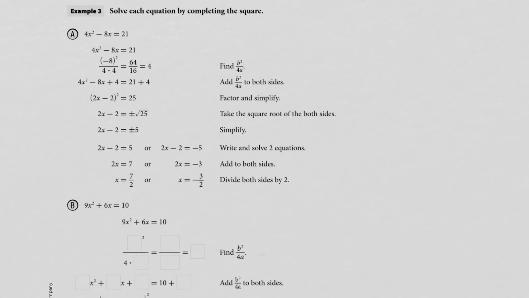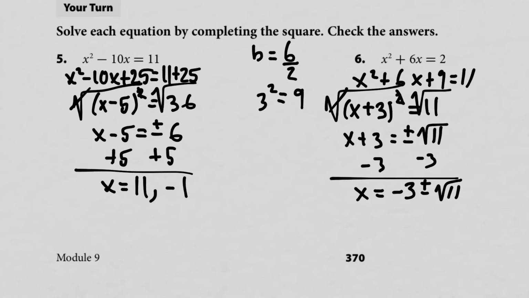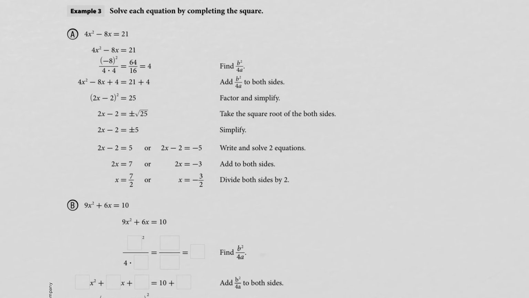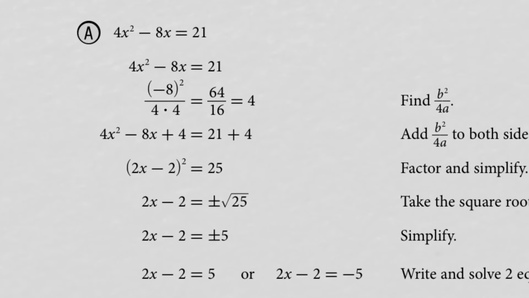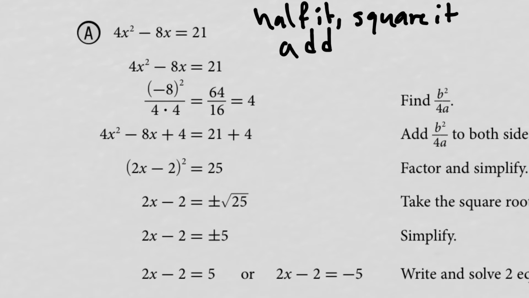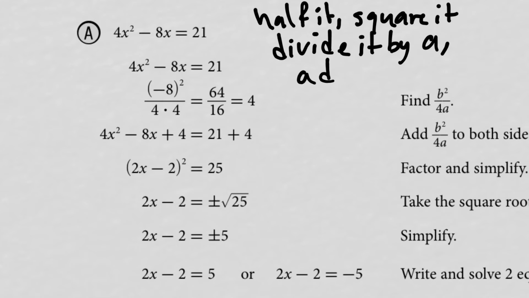Now what happens if your a term is not 1, like we've seen in the past couple of problems? All of them had an a term which is 1. Makes everything so much easier, okay? If your a term is not 1, like in this example right here, part A, 4x squared minus 8x equals 21, where a is 4, then your usual half it, square it, add it is going to change. It is now going to be half it, square it, divided by a, whatever a happens to be, then add it. Okay, and that will create a perfect square trinomial, which is what we want.